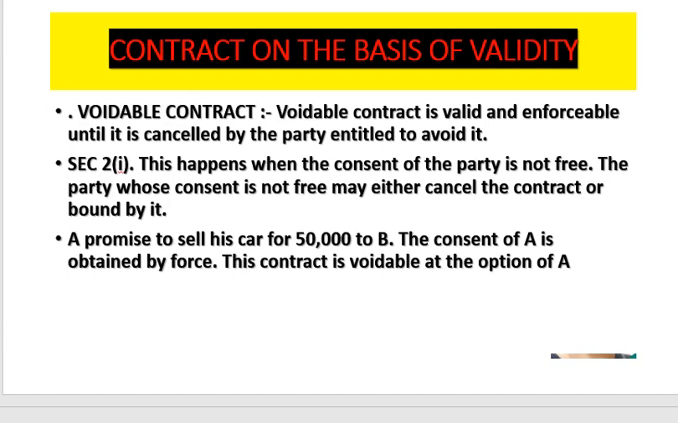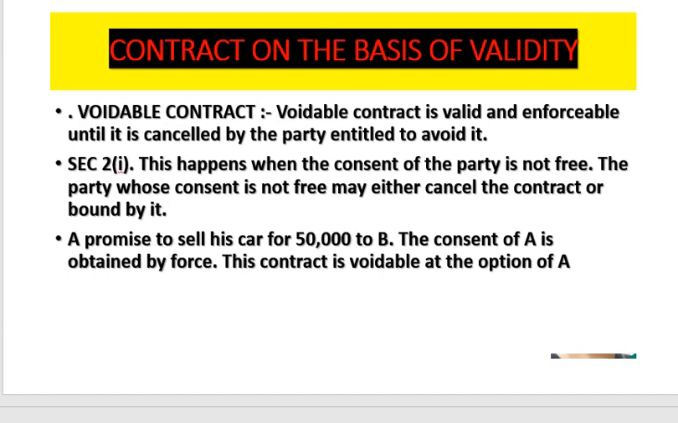Voidable contract. A voidable contract is valid and enforceable until it is cancelled by the party entitled to avoid it. Voidable contracts are those contracts where the free consent is missing. It is defined under section 2(i). This happens when the consent of the party is not free. The party whose consent is not free is called the aggrieved party. That aggrieved party may either cancel the contract or be bound by it.